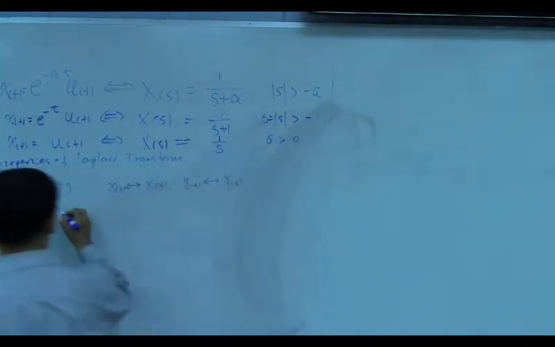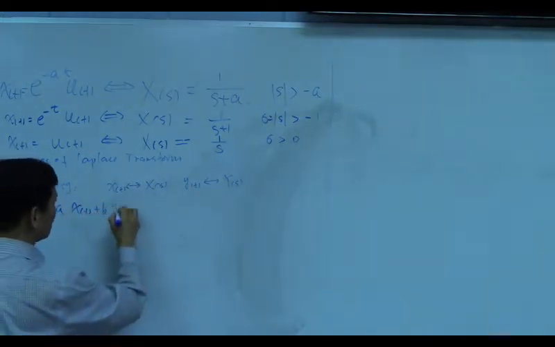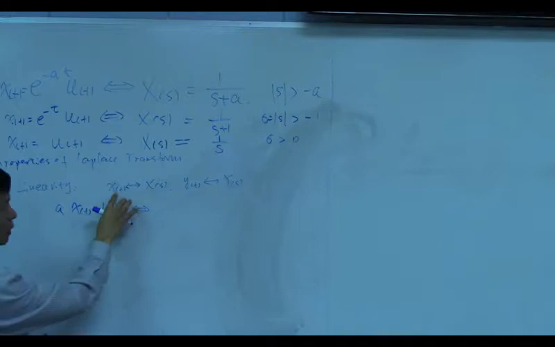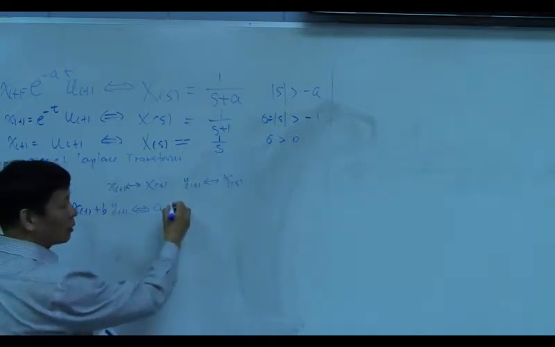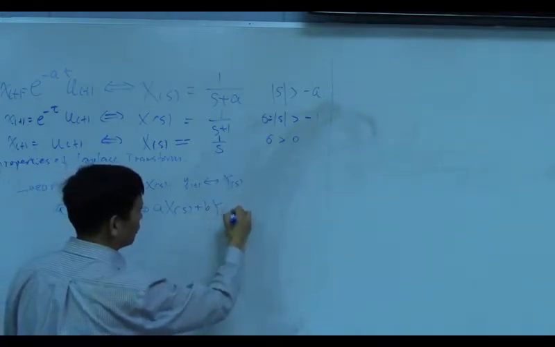If we have a constant a times xt, plus another constant b times yt, what is the Laplace transform of this? That is a linear combination of this and this, right? And constant a. What is Laplace transform of this? Can you guess? Here, Laplace transform is linear. What does that mean? A times this, right? Then plus b times this one.